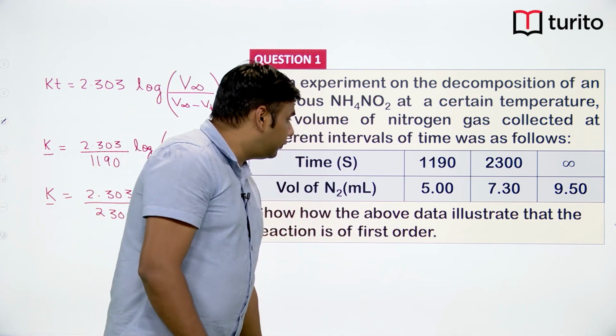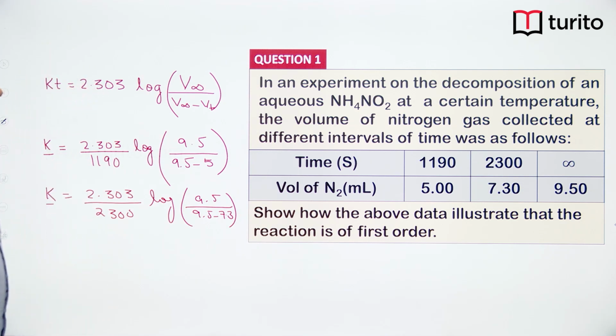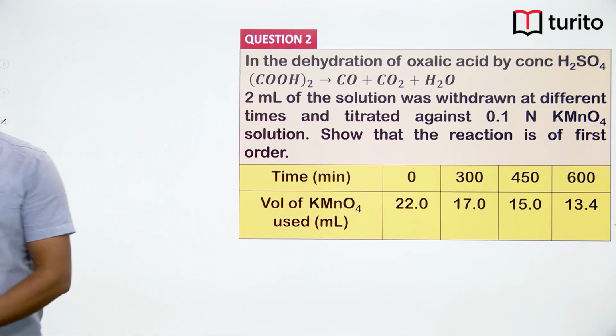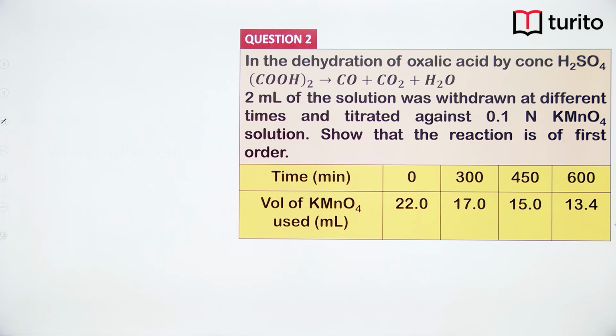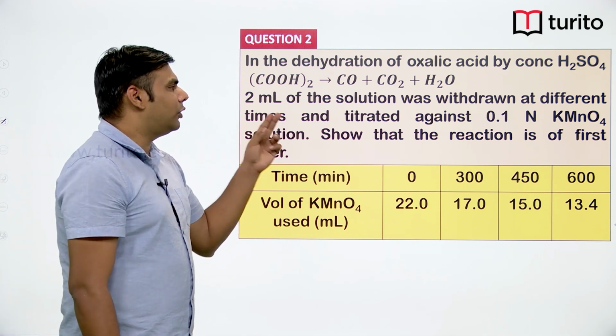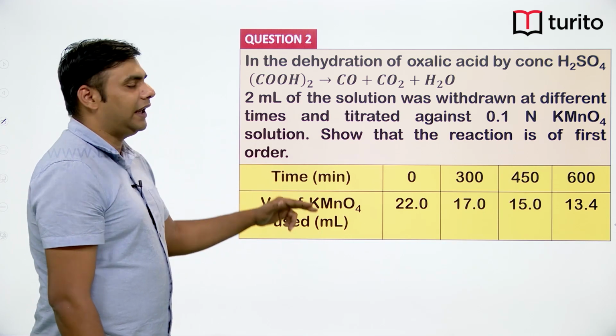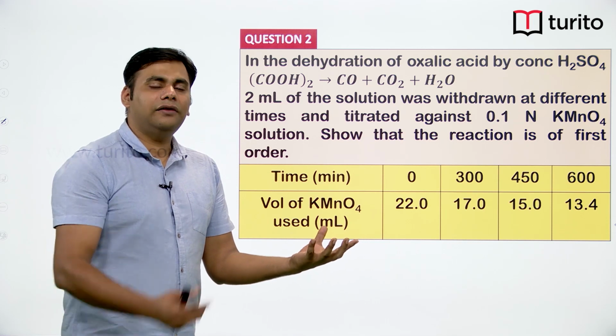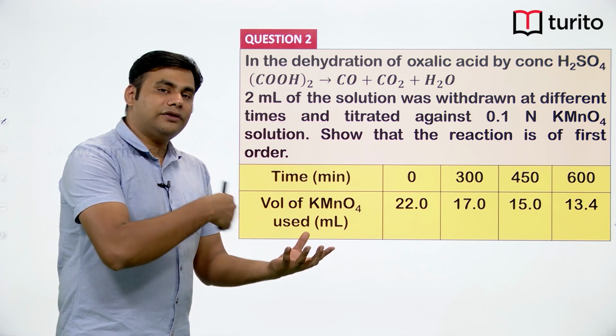Okay? So I hope this example is clear to everyone. Now just look at this question, just read it. So there is basically a reaction of dehydration of oxalic acid by conc. H2SO4. Oxalic acid is breaking into CO plus CO2 plus water. Okay? So this question says that 2 ml of the solution was withdrawn at different times. So I am saying that we are taking oxalic acid, we are adding H2SO4 to it. So we have started the reaction.